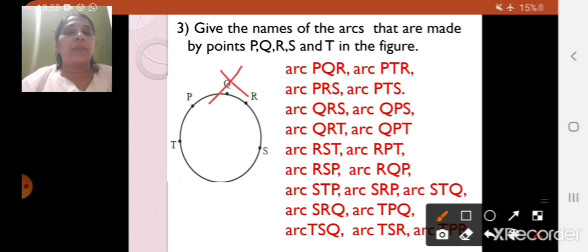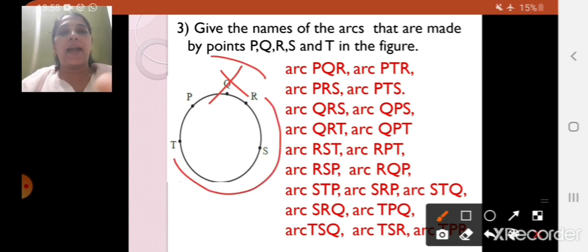So what will it be? It will be RST and RPT. This will be your one arc: arc RST and arc RPT.